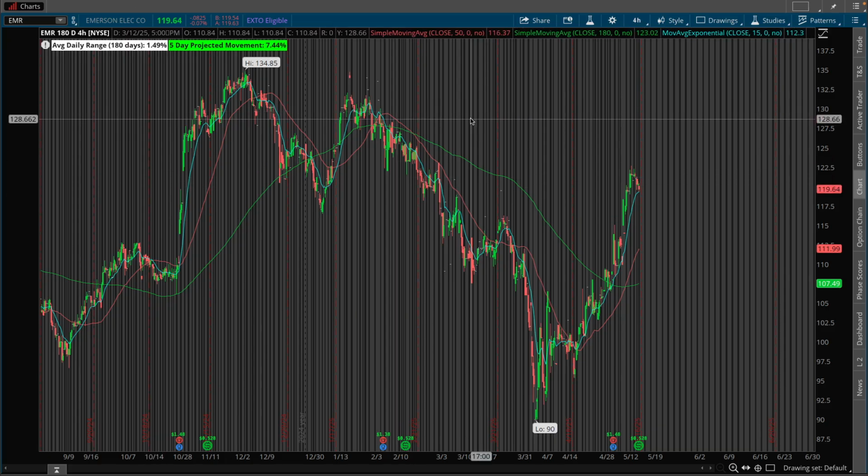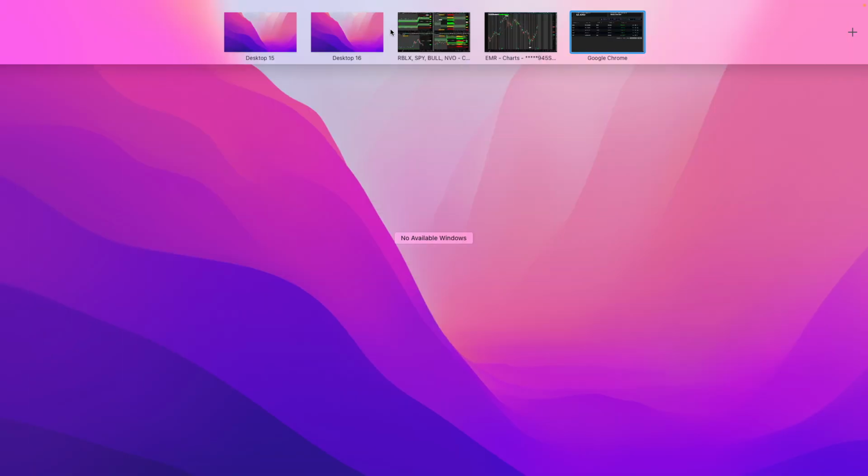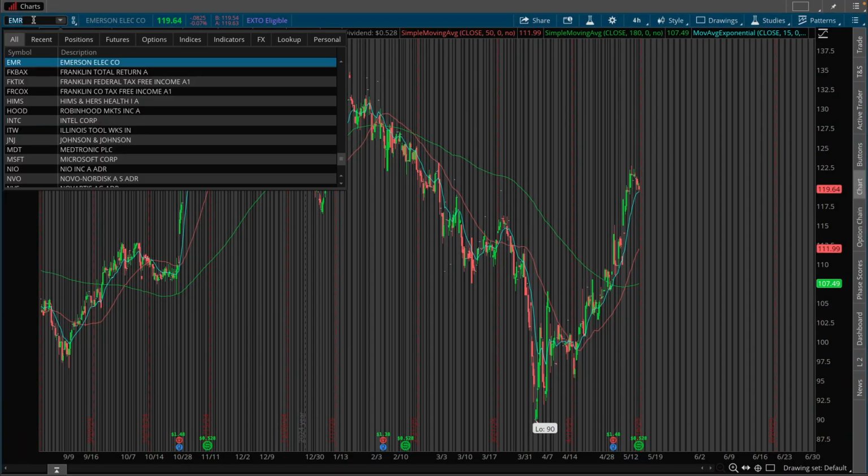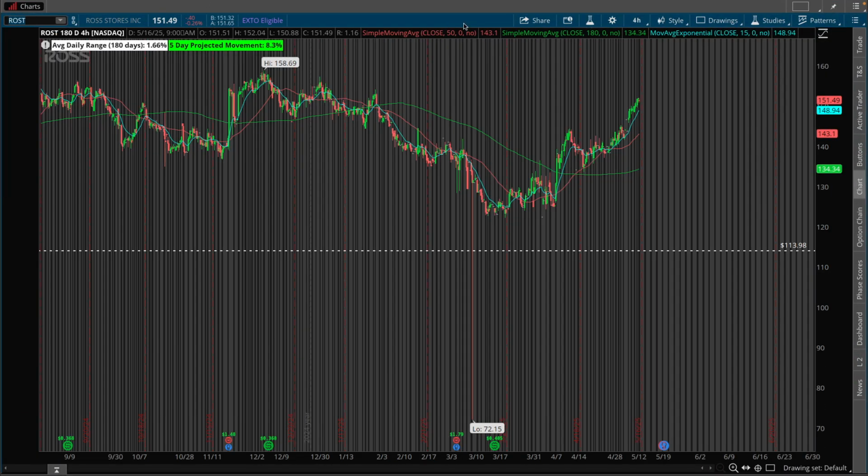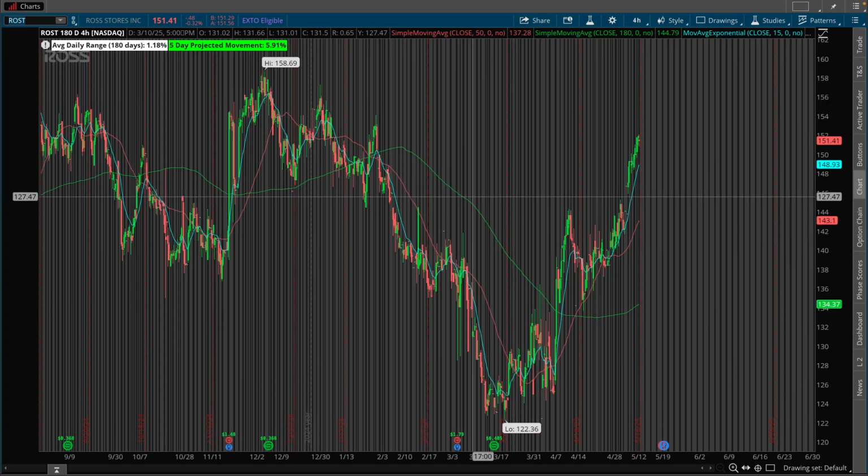All right, so let's pull up another order from yesterday. We're going to pull up ROST, and I'll give you guys like 5 examples. So if we pull up ROST, let's correct this bar. Sometimes Thinkorswim will do that.